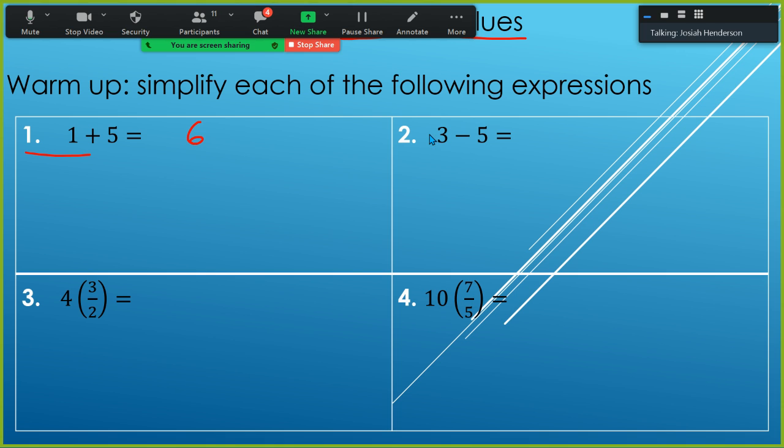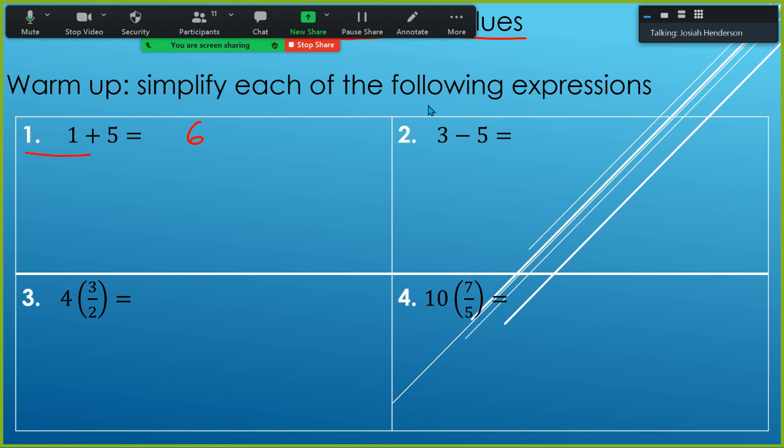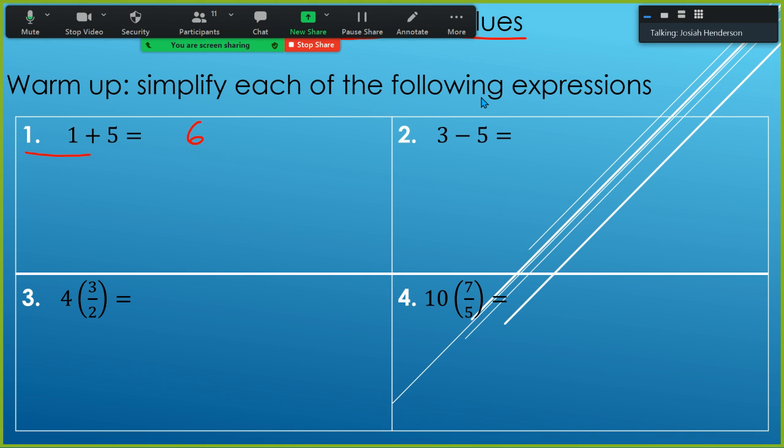I appreciate you folks who are answering. There's 4 comments so far. I'm going to wait just a sec for those last people who want to answer. Brooke and Tatiana and Savannah and Anaya, thank you, I appreciate you guys. So yes, a lot of you are saying negative 2.